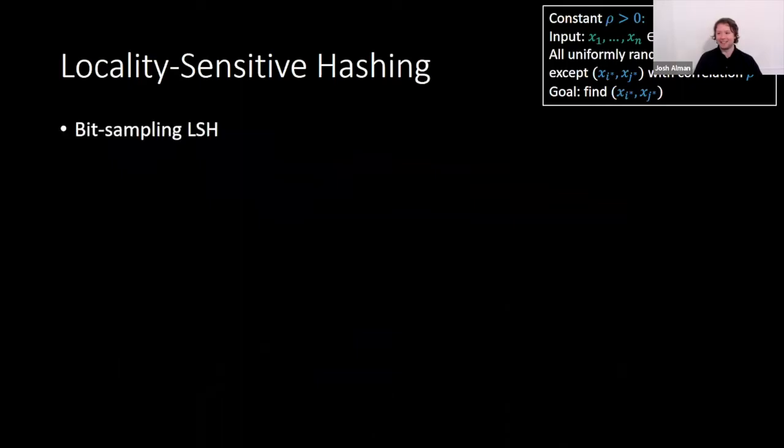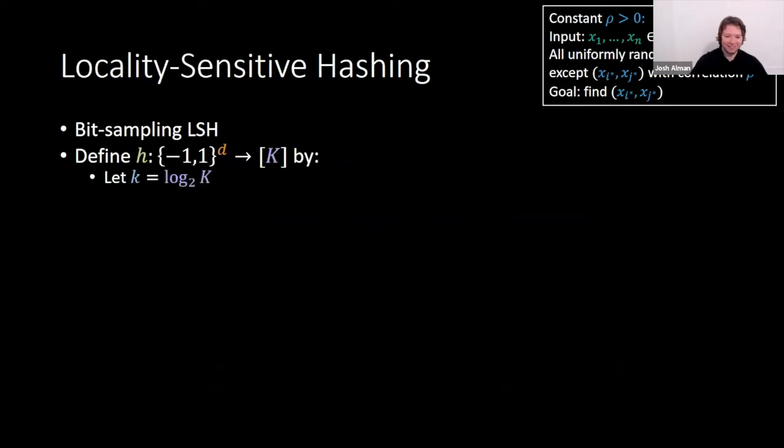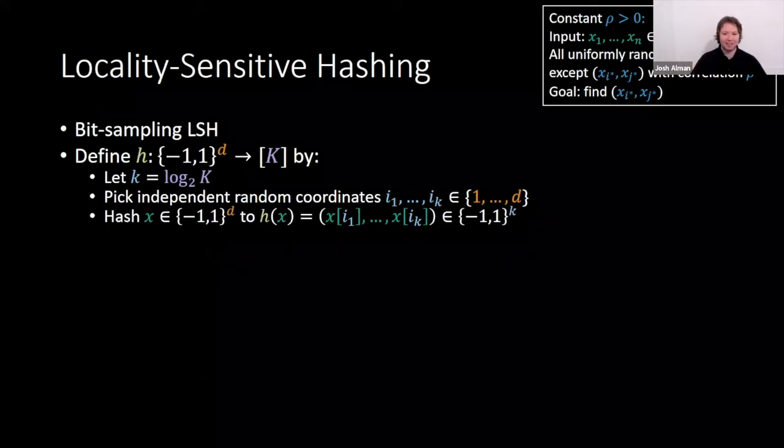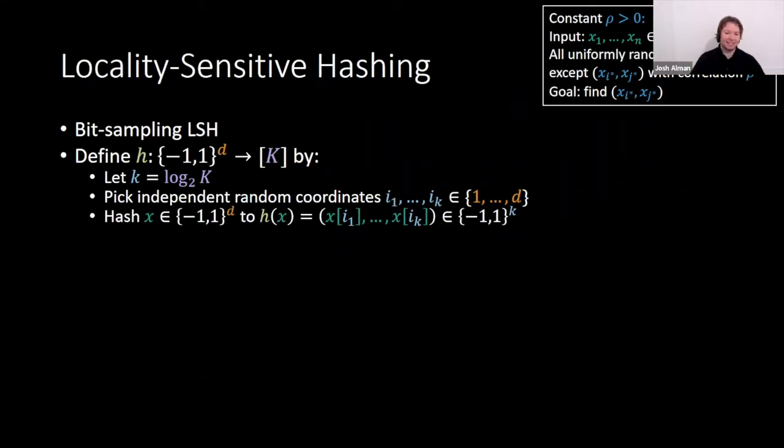So let me show you the simplest example of a hash function like this. It's called the bit sampling locality-sensitive hash function. We're going to define the hash function as follows. Let me write little k is log base 2 of big K, the log of the number of buckets we want. Then I'm going to pick little k different independent coordinates from the d dimensions, and project vectors onto those little k coordinates. So the hash of a vector x is just the projection onto those k random coordinates I picked. So there are 2 to the little k, which is big K, different outputs of the hash function, different buckets.